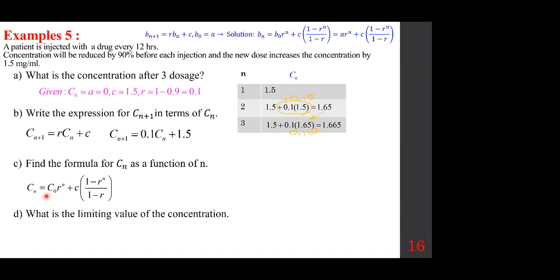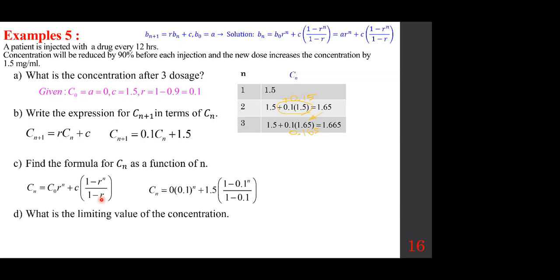Now that we have that, go back to the given, everybody. Go back to the given and plug in. Which means C sub 0, replace it with 0. R, replace it with 0.1. Lowercase c, replace it with 1.5. R, replace it with 0.1. So put the given in, everybody. And this is what you get.